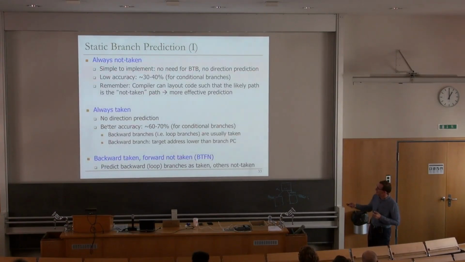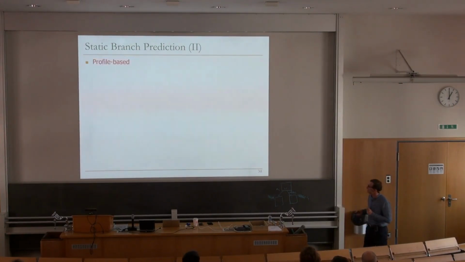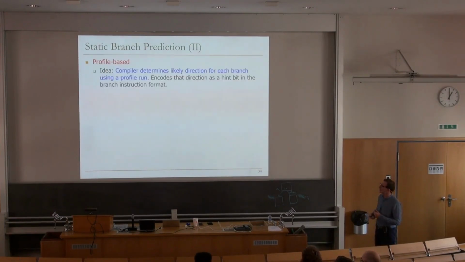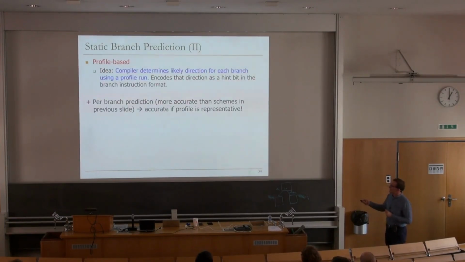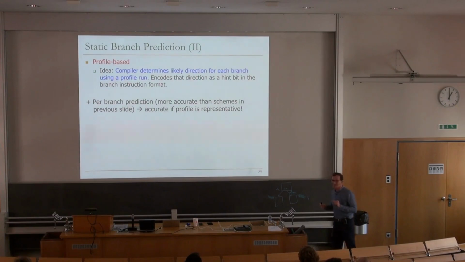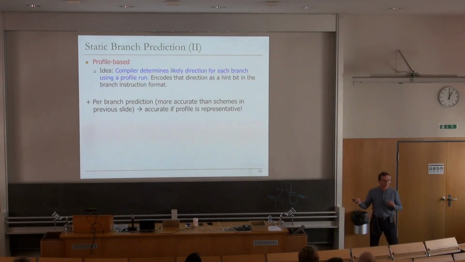Assuming that the profile is accurate, now you're better, hopefully, because you're per branch based. If you look at these earlier mechanisms, they're not adapting to the behavior of a single branch. They're very holistic, global. So the big benefit here is you get per branch prediction, more accurate than the schemes in the previous slide. But of course, there's a caveat. This is accurate if your profile is representative, right?